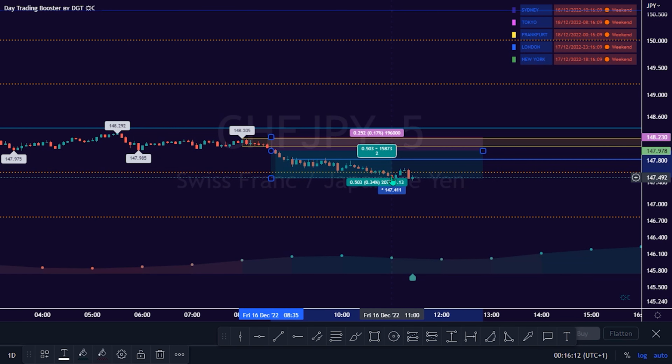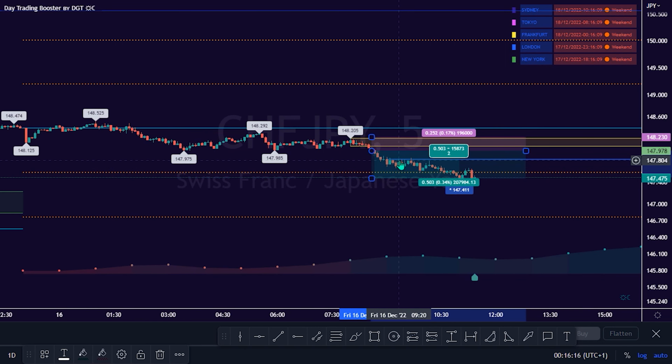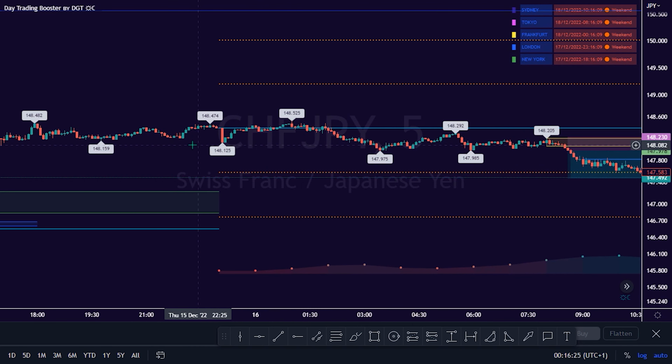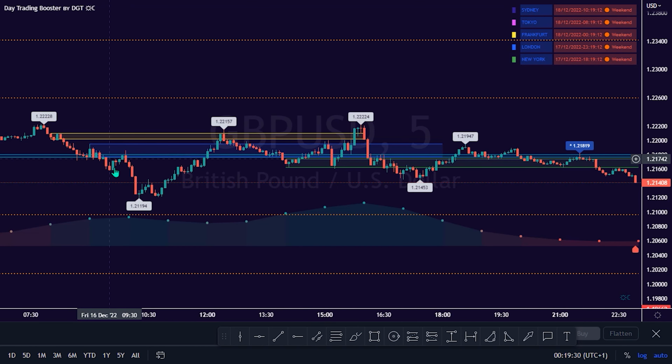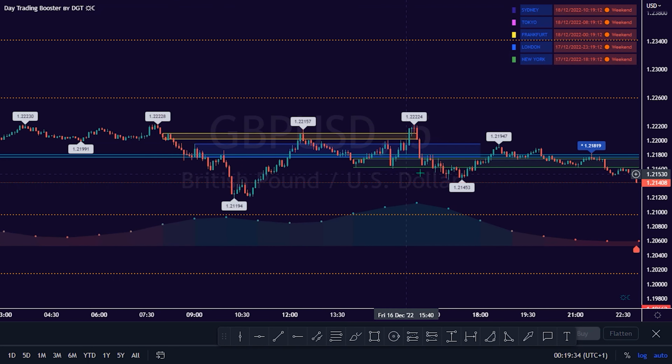Our take profit hit. As we can see, it is usually not easy to be self-disciplined and resist temptation in the market, especially for beginner traders. This is where the importance of the day trading booster indicator can be applied to help overcome the temptation of the fear of missing out or making emotional trading decisions.